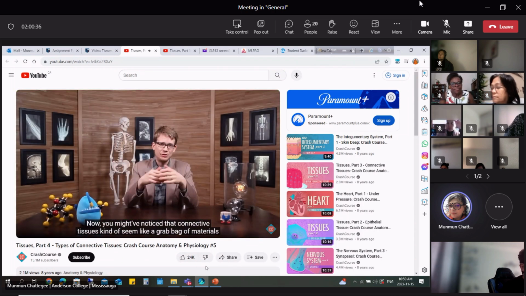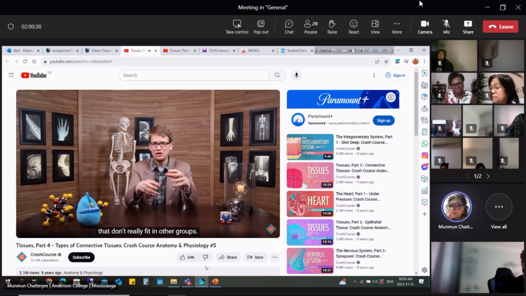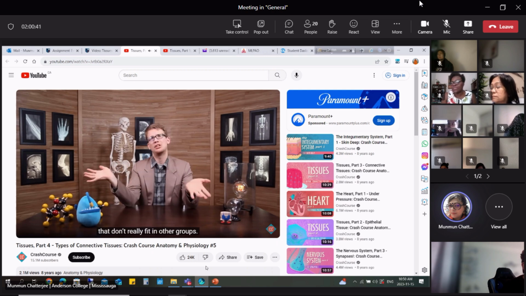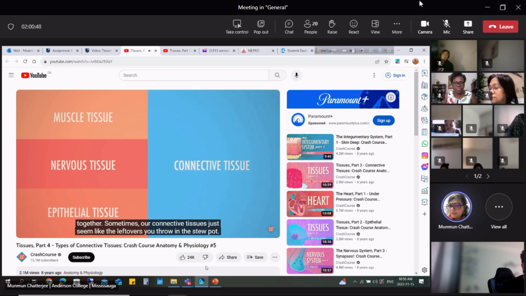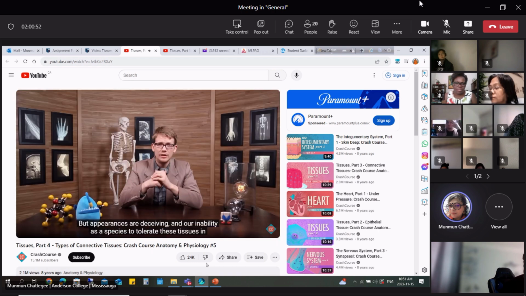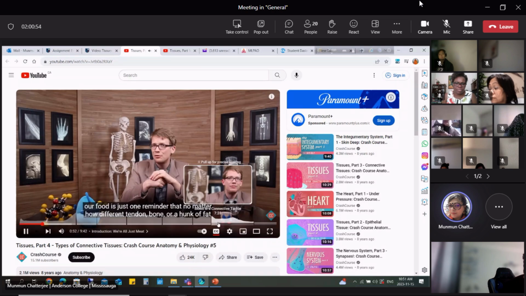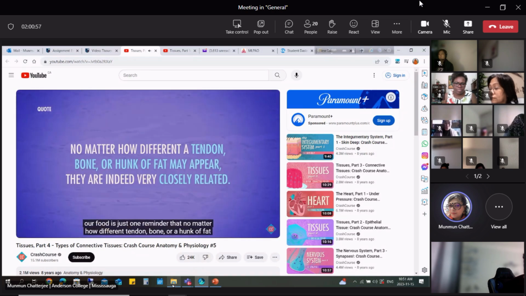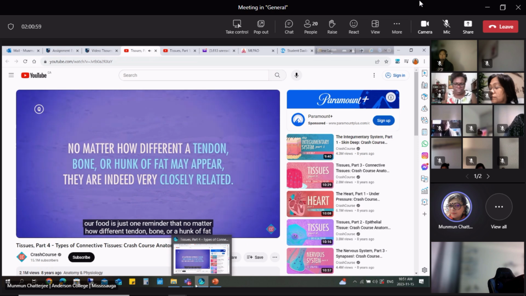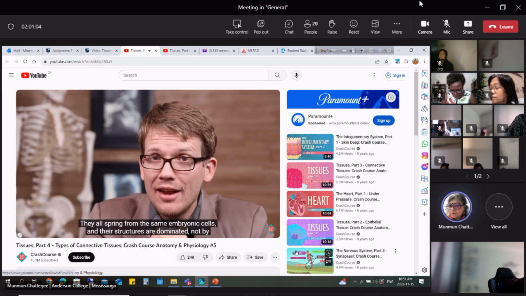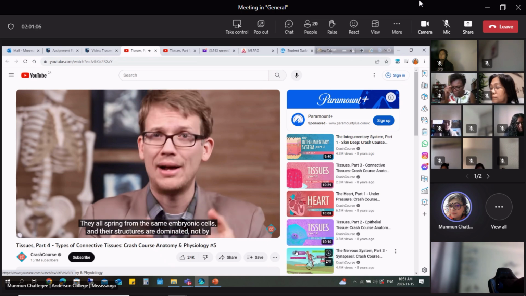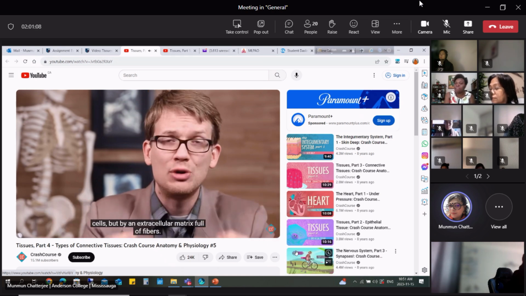Now you might have noticed that connective tissues kind of seem like a grab bag of materials that don't really fit in other groups. Our muscle, nervous, and epithelial tissue types are more uniform, more obviously grouped together. Sometimes our connective tissues just seem like the leftovers you throw in the stew pot. But appearances are deceiving, and our inability as a species to tolerate these tissues in our food is just one reminder that no matter how different tendon, bone, or a hunk of fat may appear, they are indeed very closely related. They all spring from the same embryonic cells, and their structures are dominated not by cells, but by an extracellular matrix full of fibers.